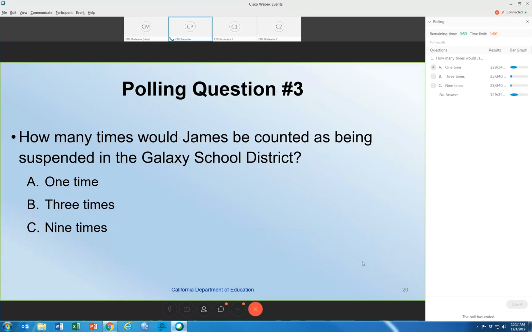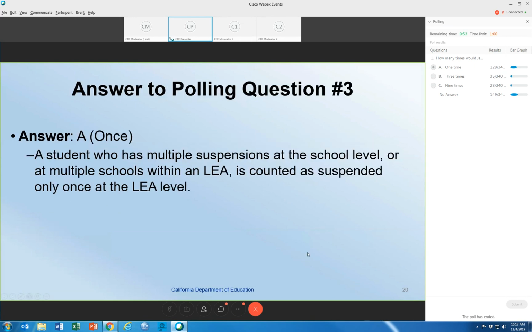So we can see from the results that 128 people indicated that it would be 1 time, 35 people said 3 times, and 28 people answered 9 times. The answer is A, once.